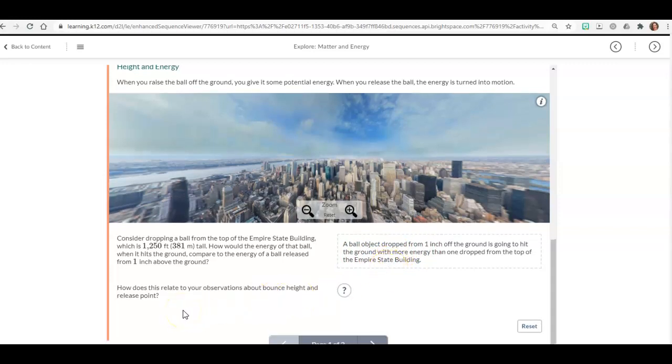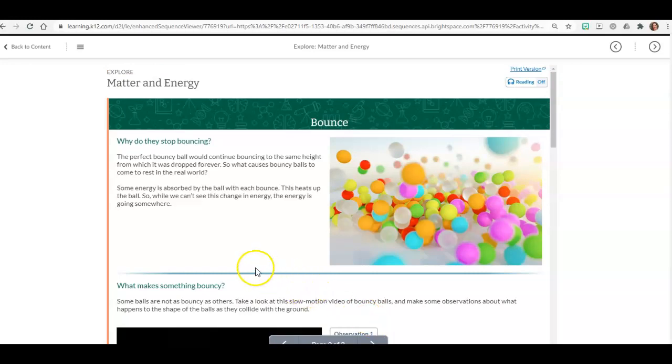How does this relate to your observations about bounce and height release point? Objects dropped from a greater height can bounce higher because they start with more energy. So you can see already that this has more energy when it's dropped higher. So again, this is incorrect. All right, as we go on to the next page, why did they stop bouncing? The perfect bouncy ball would continue bouncing to the same height from which it was dropped forever. So what causes bouncy balls to come to a rest in the real world? Some energy is absorbed by the ball with each bounce. This heats up the ball. So while we can't see the change in energy, the energy is going somewhere.